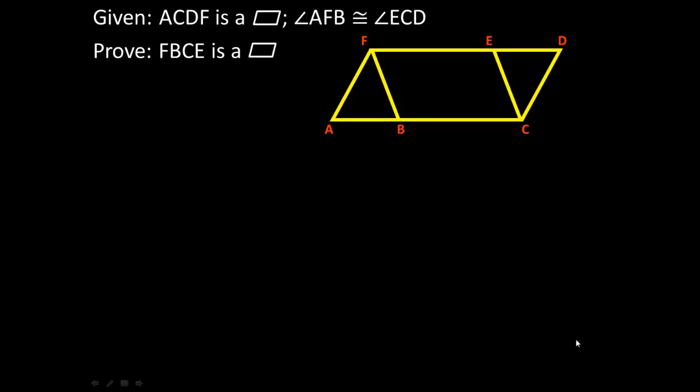And let's actually put it into a proof and see what we can come up with. So we are given that ACDF is a parallelogram, and that angle AFB is congruent to angle ECD. And we need to prove that FBCE, this smaller one inside it, is also a parallelogram.